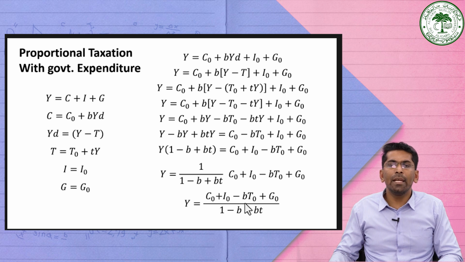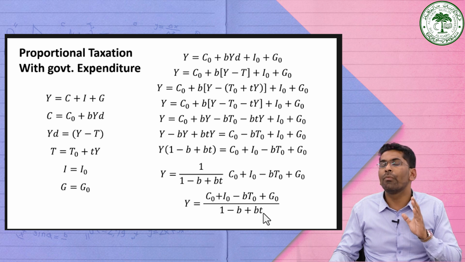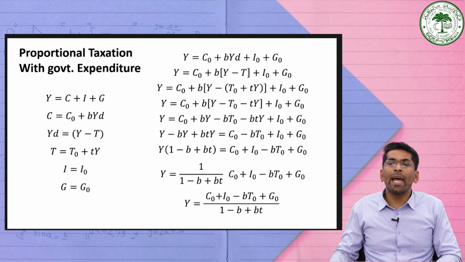See, this represents the equilibrium level of income in a three-sector economy with proportional taxation, and that is entirely dependent upon your level of income. So it considers two terms: one is the propensity to consume and the other is the proportional tax rate on the multiplier effect.